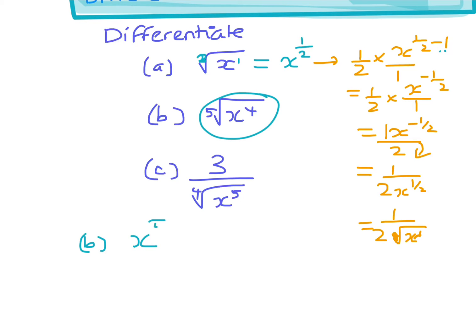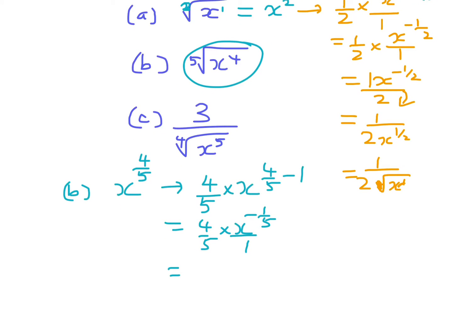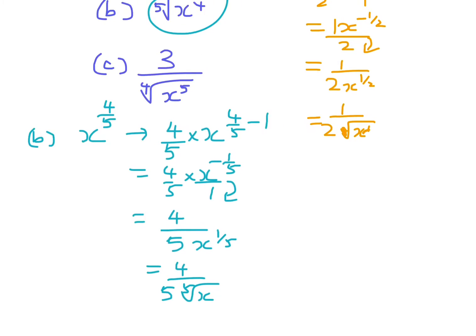The fifth root of x to the 4. The fifth is just at the door, so the 5 is on the floor, and the 4's there. What's on top stays on top. So when you differentiate this, this would be 4 on 5 times x to the 4 on 5 minus 1, which is 4 on 5 times x. 4 on 5 minus 1 is minus 1 on 5. Make sure you realise that's on the top, so put it over 1. And then it's 4 on 5, and I'm going to bring that down to the bottom, x to the 1 on 5, which equals 4 on 5, and it will be the fifth root of x.